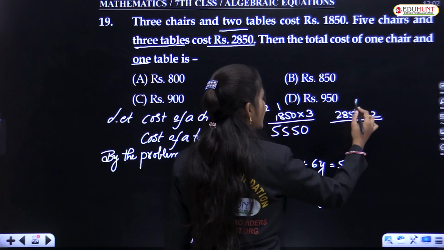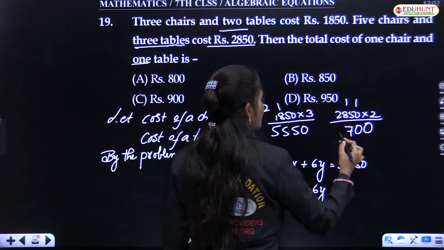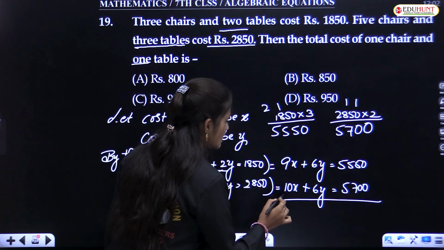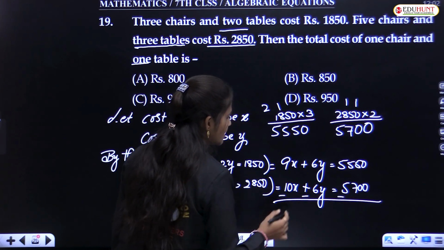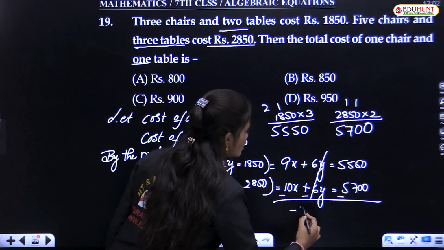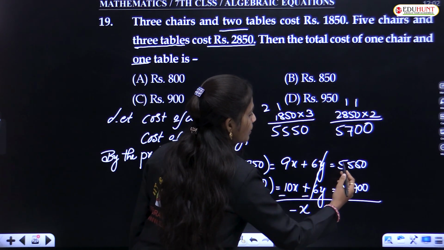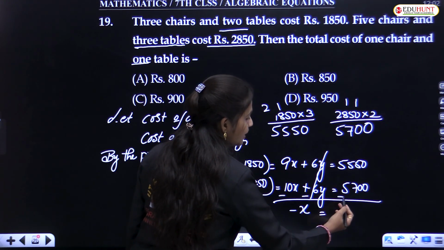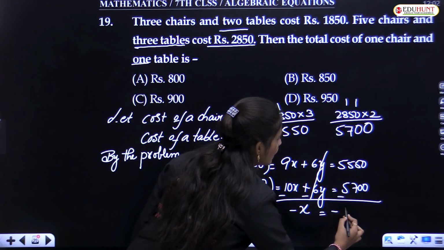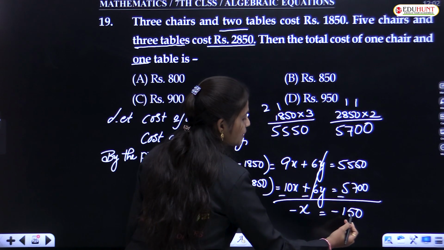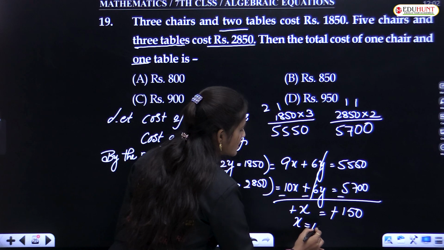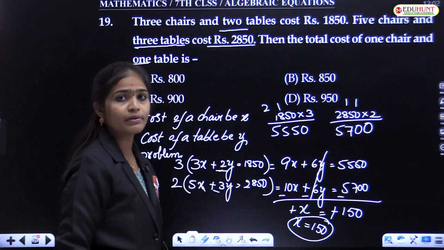That is 5700. Now take the difference. Plus becomes minus, minus and here minus. So plus 6y minus 6y gets cancelled. Next 9x minus 10x is equal to minus x, which is equal to 5550 minus 5700. So its difference is equal to how much? That is minus 150. Okay, so minus and minus get cancelled. So x is equal to 150.